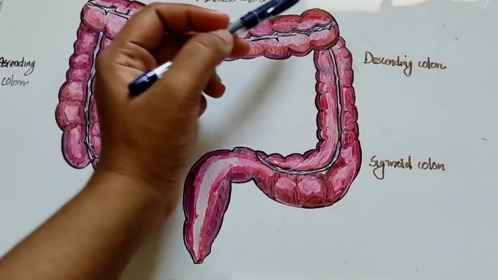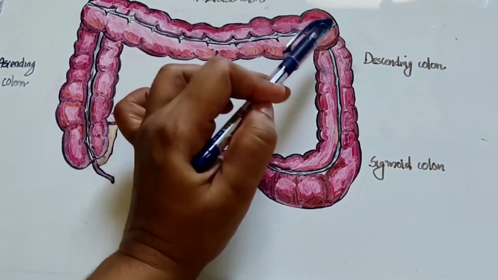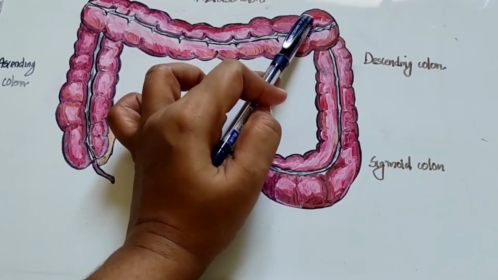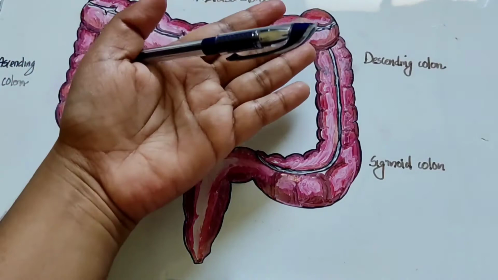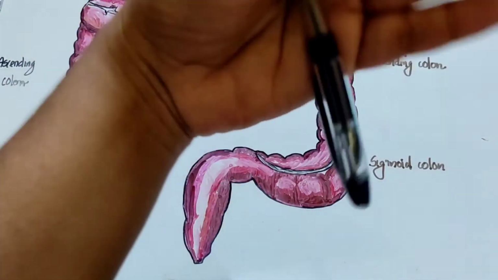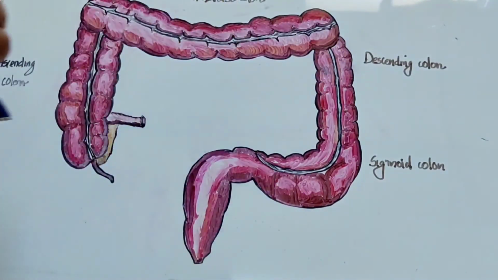So next is the left colic flexure. It lies at the junction between the transverse and the descending colon, and here the colon bends downwards and backwards. It lies below the diaphragm and the left kidney, and it is seen behind the stomach and below the anterior end of the spleen.